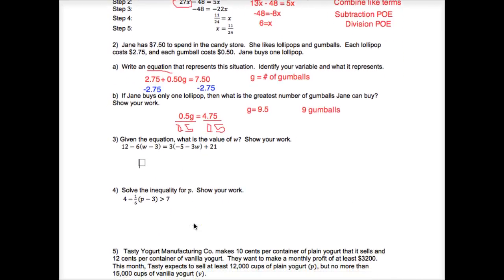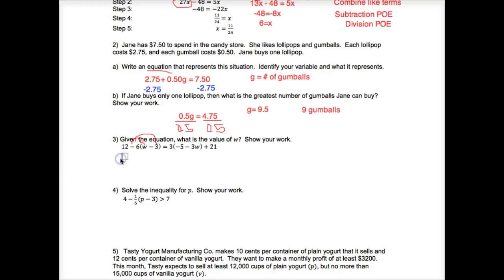All right, number 3, very straightforward, just an equation that we need to solve. So remember that our first step anytime we are solving an equation is to simplify the individual sides of the equal sign first. So the first thing I'm going to do is simplify over here on the left side. So that means I need to distribute this -6.